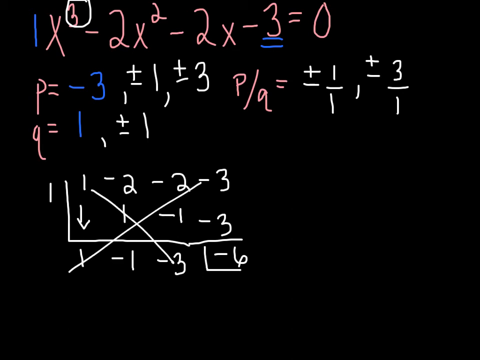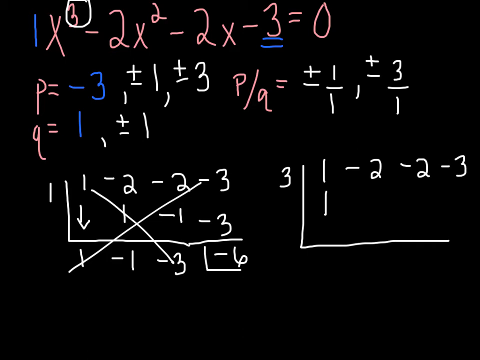Let's just try 3. Same idea. Take our coefficients, 1, -2, -2, and -3. Let's do synthetic division. Bring down the 1. 3 times 1 is 3. -2 plus 3 is positive 1. 1 times 3 is 3. -2 plus 3 is 1. 1 times 3 is 3. -3 plus 3 is 0. So we found one of our roots.